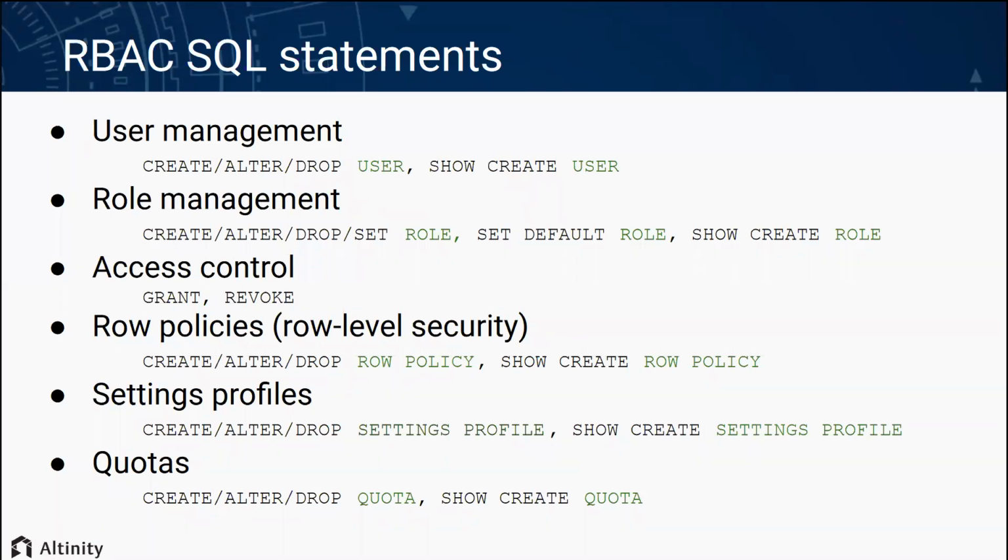Then the exciting access controls. Given that we have privileges, how do you grant and revoke them? Well, using the grant and revoke statements. And then there are role policies, which bring the row level security. You can create, alter, and drop them with create, alter, and drop row policy statements, as well as see the policy using show create statement. Then in addition to just access, with RBAC there's now the ability to create settings profiles that you can also associate with users and roles.